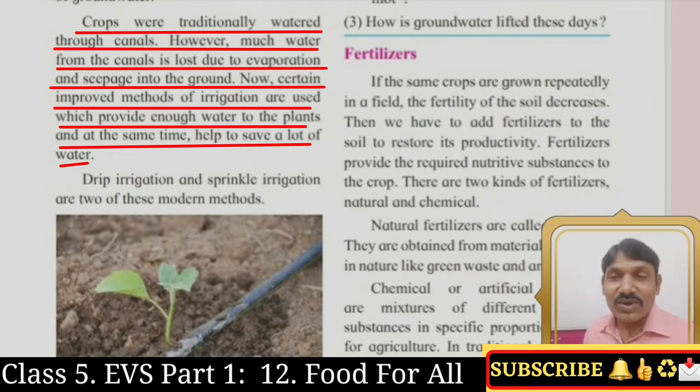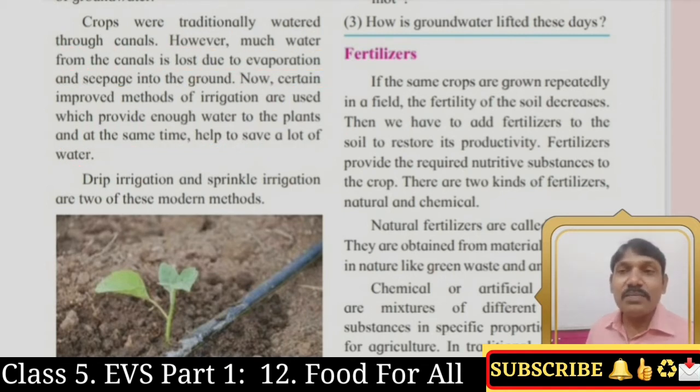Mind it, student. Yes, see in the picture you can see a small pipe, and the small pipe has a small hole, and because of that small hole the water drops at or near the plant only, and because of that a lot of water is saved. Okay, student, have you understood? Yes, so this is the drip irrigation.